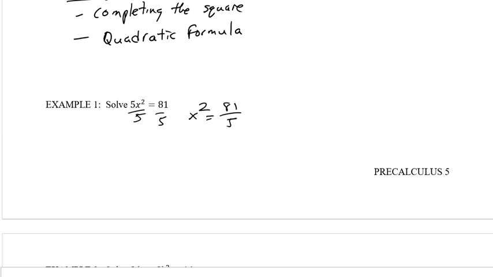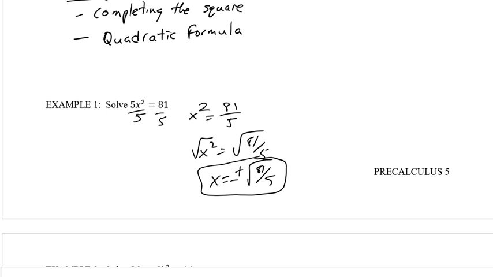And then we would take the square root of that. And so it would be x equals plus or minus the square root of 81 over 5. And you can figure out what that is in a decimal by yourself. 9 over the square root of 5, or 9 square root of 5 over 5. But for now we can leave our answer like that. So you can see we still have to do a little bit of arithmetic before we can take the square root.